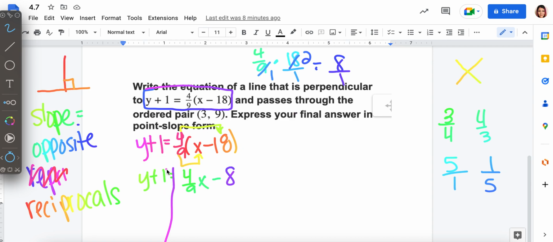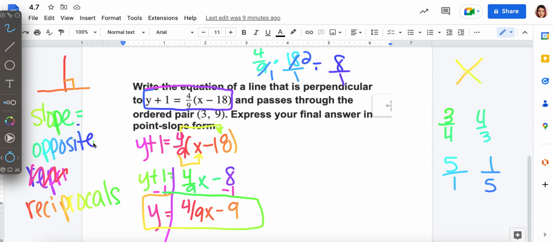You're getting all the math here that you have to remember from previous lessons, multiplying fractions, solving equations, everything. So we want to isolate our y, so I'm going to subtract 1 from both sides. y equals 4/9 x minus 9. Because negative 8 minus 1, again, integer rules. We have to remember how to multiply, add, subtract, divide integers, positive and negative numbers. So y equals 4/9 x minus 9.